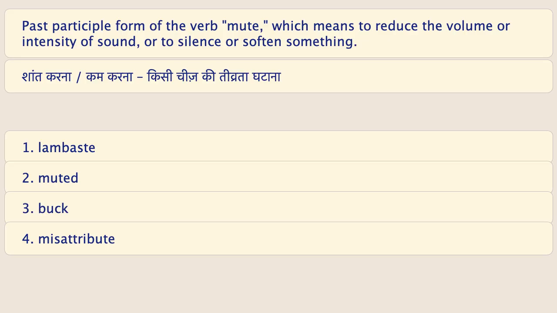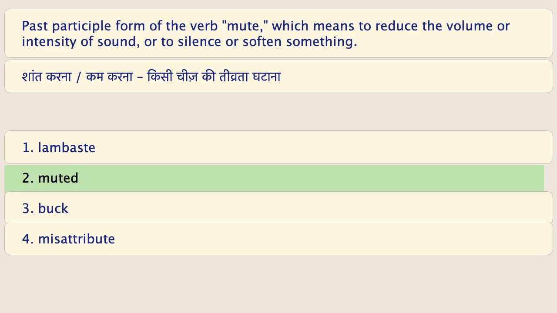Let us now turn our attention to the options. Which of these words best fulfills the criteria of the presented definition? Lambaste. Muted. Buck. Misattribute. Now the correct answer is muted.